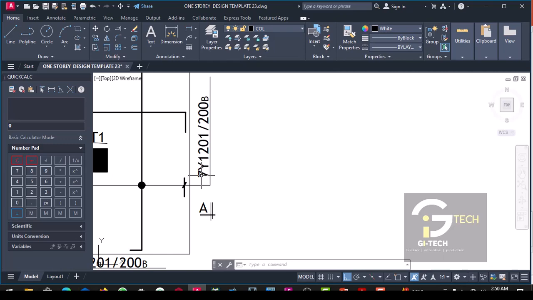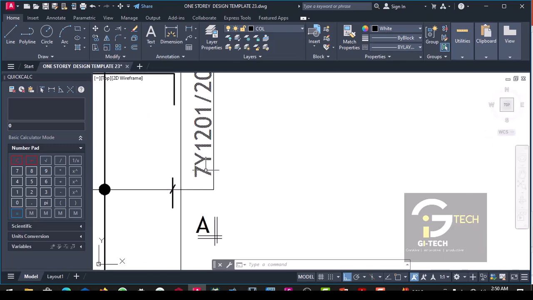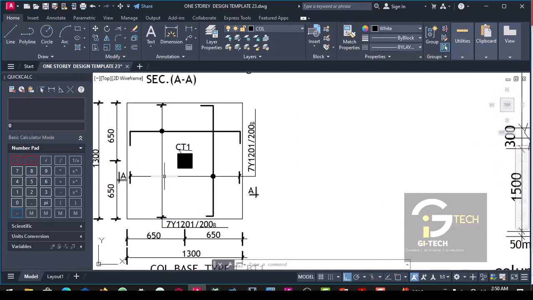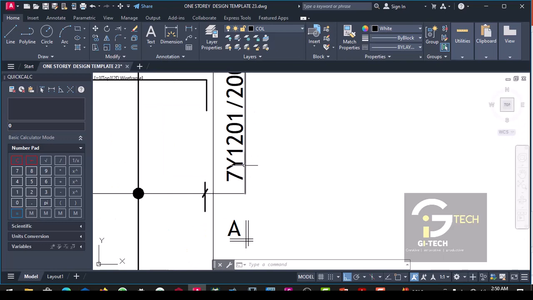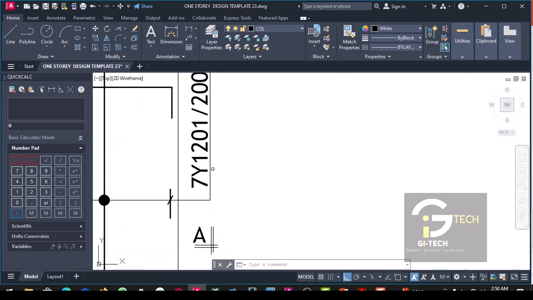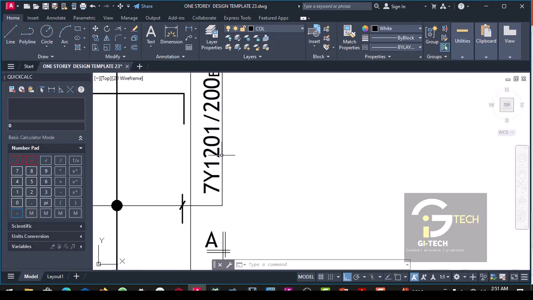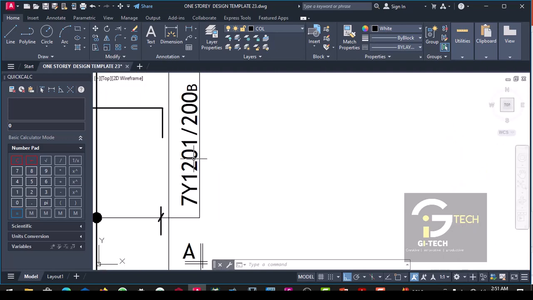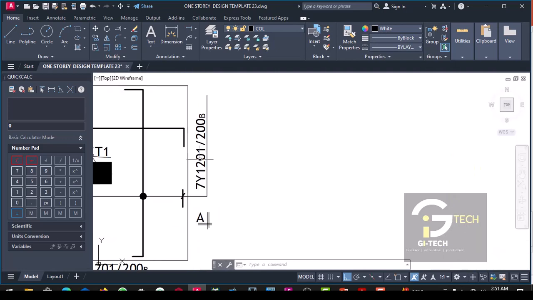Now, this 7 actually tells you the number of reinforcement that is in this direction. Then the Y is actually the type of steel. You know that we have different types of steel. We have high yield steel. We have mild steel. So this Y denotes high yield steel. Then the 12 here is actually the diameter of the reinforcement. Now the 01 is the bar mark.